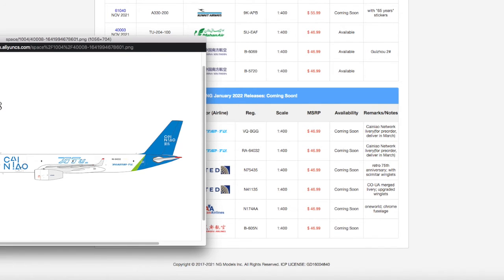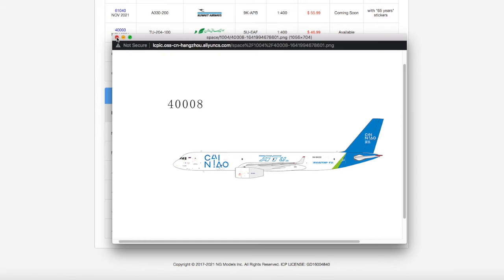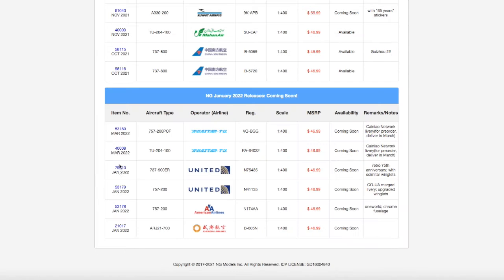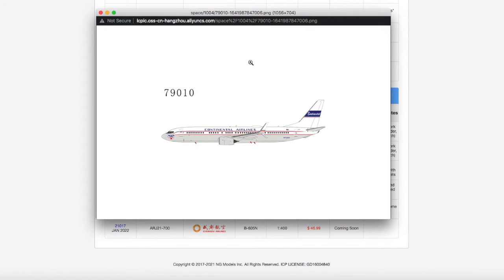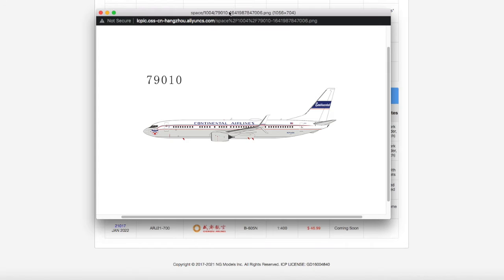Now, it's interesting, all of the models in this release cost the same amount of money. Moving on down the line, these are the two models that I'm most excited about. This one is the United 737-900ER in their Continental retro livery. Now, I do need a lot more 739s for Newark. I have one on order, but I do plan to order more as NG releases them.